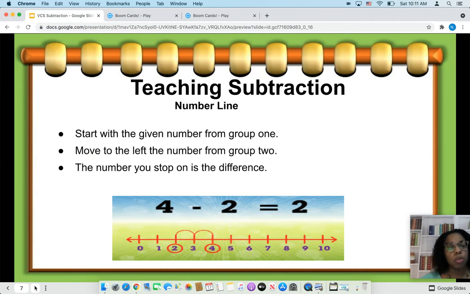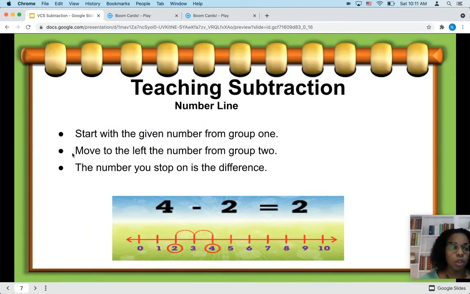You can also teach subtraction using a number line. So students would start with the given number from group 1, which is 4 in this case. They would move to the left the number from group 2, which is 2. So they would start at 4, move to the left 2 spaces, 1, 2, and they're left with number 2. The number you stop on is the difference. The answer, 2.